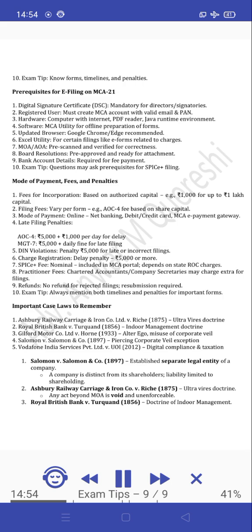4. Solomon vs. Solomon and Company, 1897: piercing corporate veil exception. 5. Vodafone India Services Private Limited vs. UOI, 2012: digital compliance and taxation.